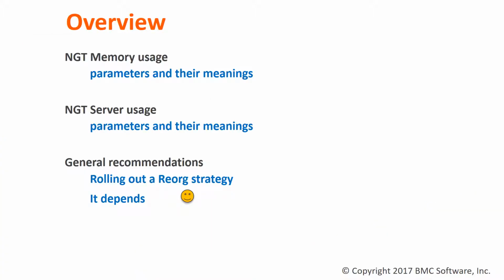In this brief course, we'll discuss memory usage and how it's controlled, and server usage, which affects throughput and memory usage. Memory cost on modern mainframes cost a small fraction of what it did 10 years ago. DB2 and all products are taking advantage of this for performance. NGT is no exception. And finally, we'll talk briefly about recommendations for rolling out a reorg strategy, although that's a tough one because it varies from shop to shop. We'll start now with a review of NGT terminology that this quick course will use.